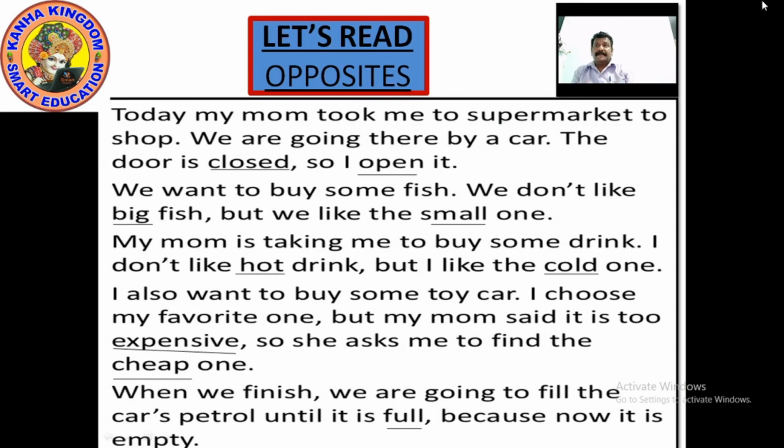Now let's look onto the screen. Here on the screen, we have sentences where opposites are given in it. Today my mom took me to the supermarket to shop. We are going there by a car. How are we going there? We are going by a car. The door is closed. Now we have to identify the opposites in it.